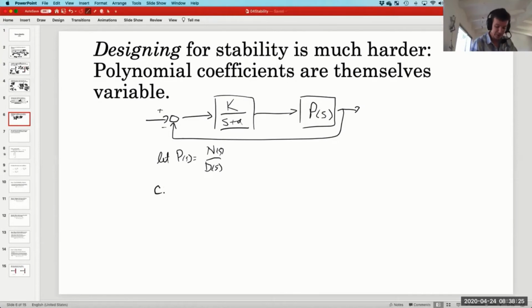The closed loop transfer function is what? It's K over S plus A, times the process, that's N over D, sorry, over 1 plus that same quantity, because we're doing unity feedback.